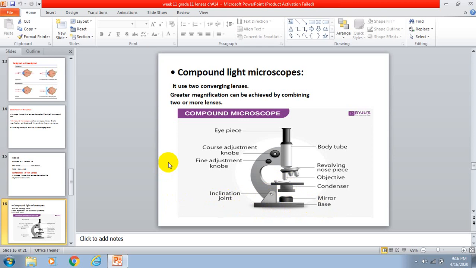So this was all about the compound light microscope. You need to study what greater magnification can be achieved by combining two or more lenses, remember. And it uses two converging lenses. If someone asks you what the compound light microscope uses, how many lenses and which type of lenses, you need to answer that it uses two converging lenses.